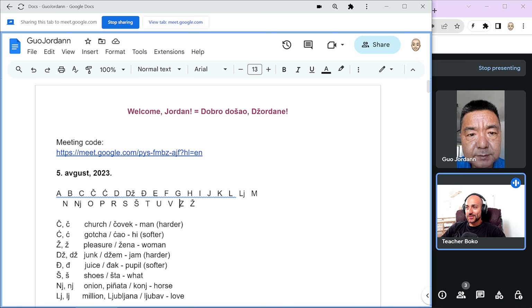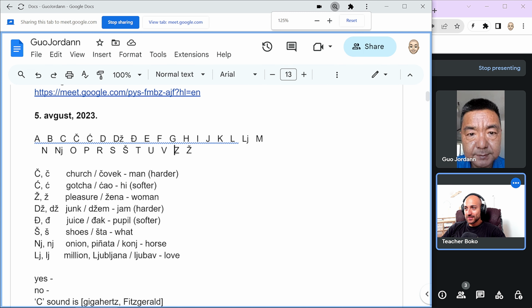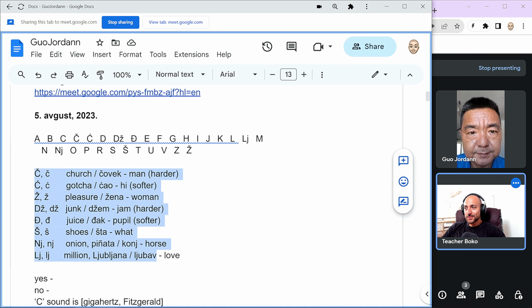So yeah, we start from scratch. We start from the very beginning. This is the Serbian alphabet, and we have 8 letters in the Serbian alphabet that we don't have in English. Maybe you already know. So these are the letters. The first one is letter Č. So these are the Serbian words here. Maybe you can try reading them.